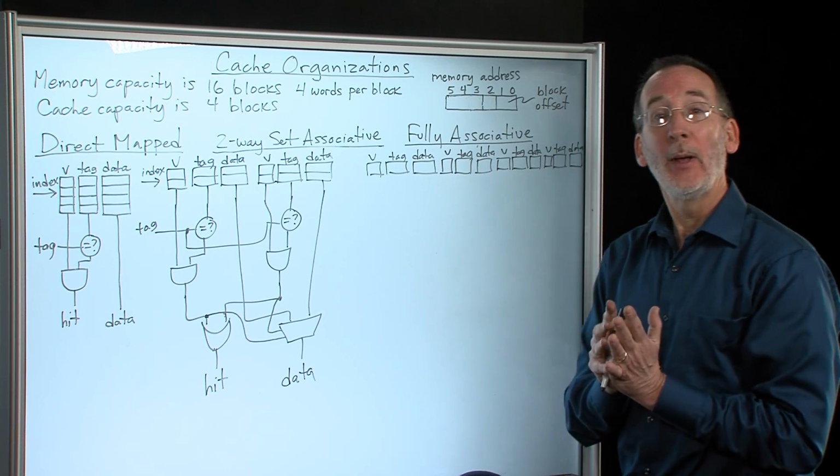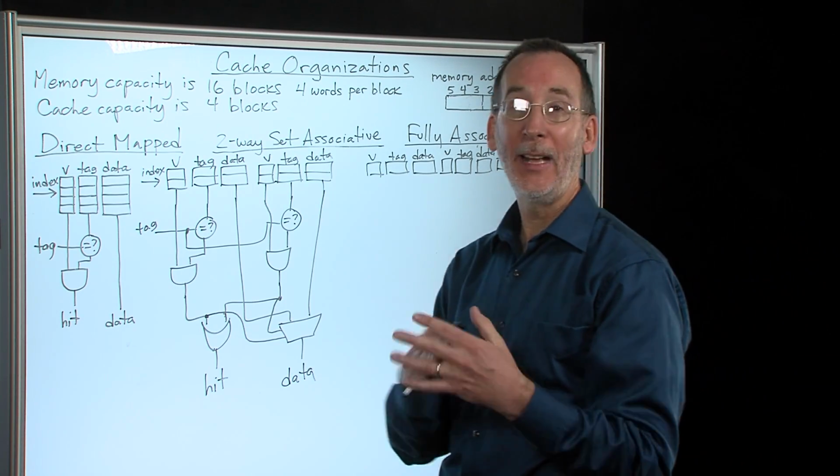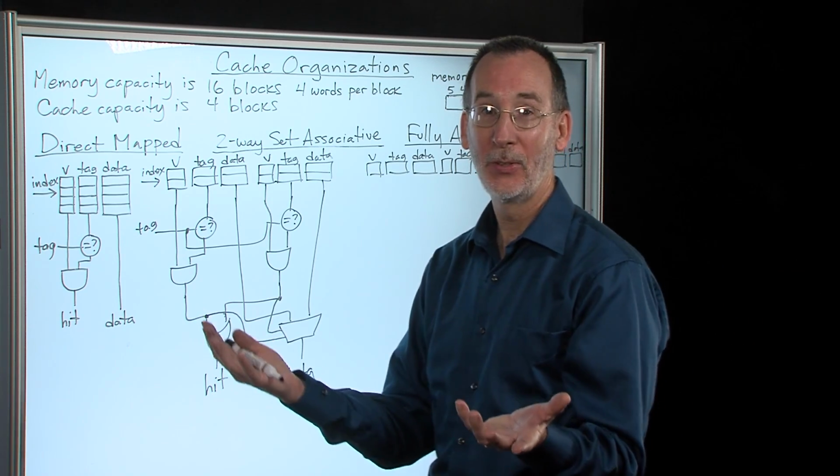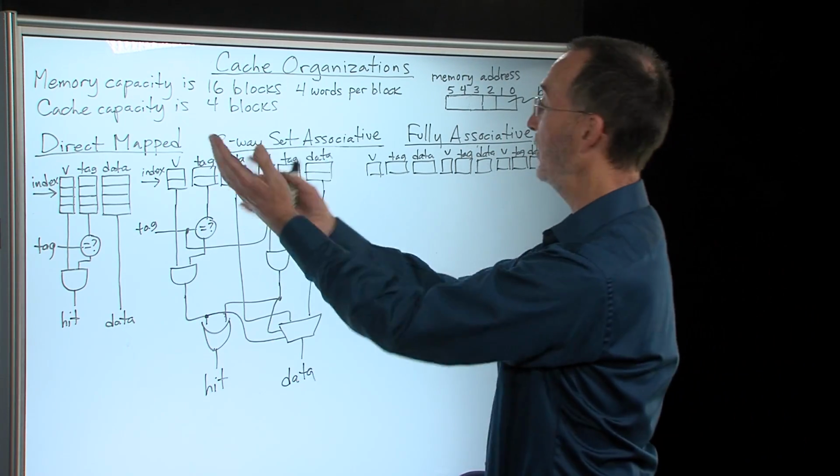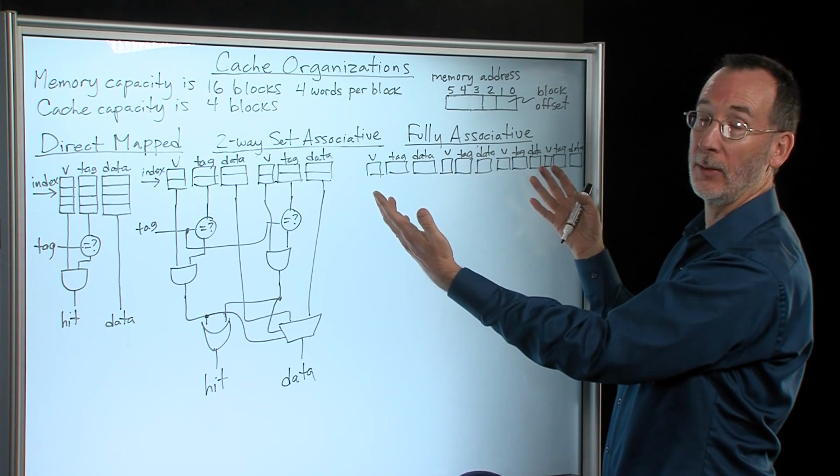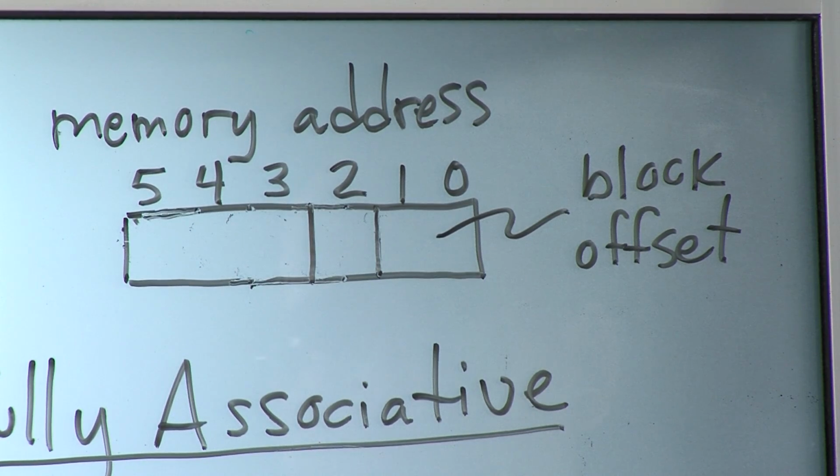So how many index bits do we have? Well, the answer is 0. We have no index bits because we're not selecting any set. We're reading the whole thing out at one time. So now all we have are tag bits. So now we've increased our tag to be 4 bits.